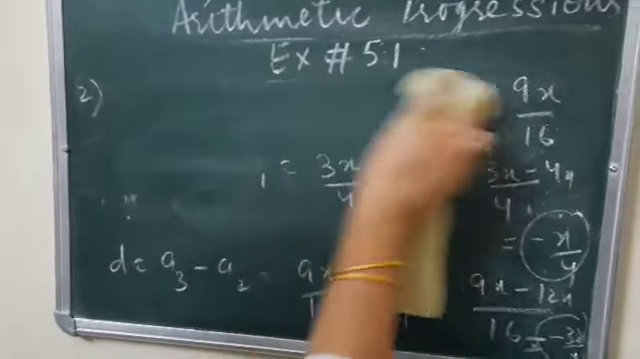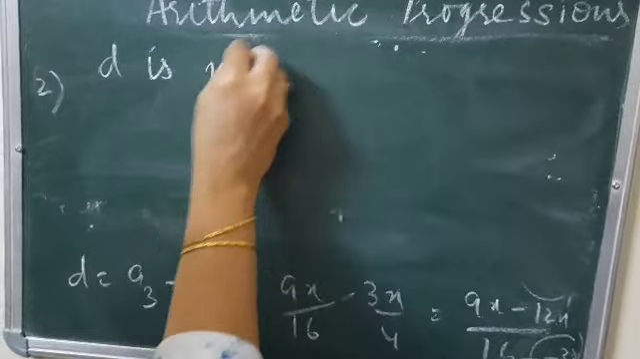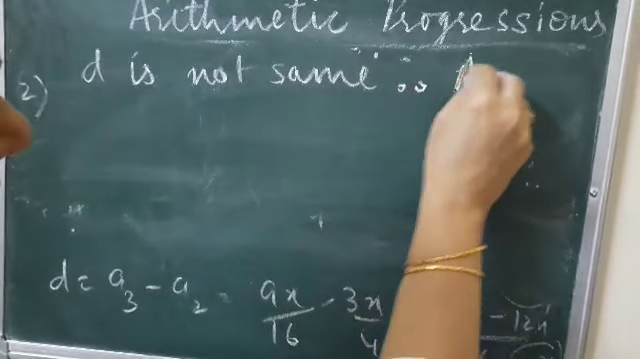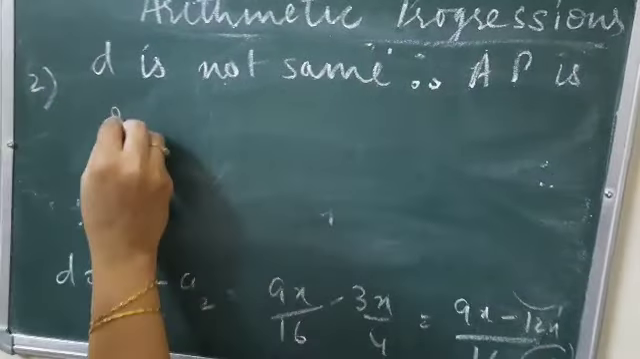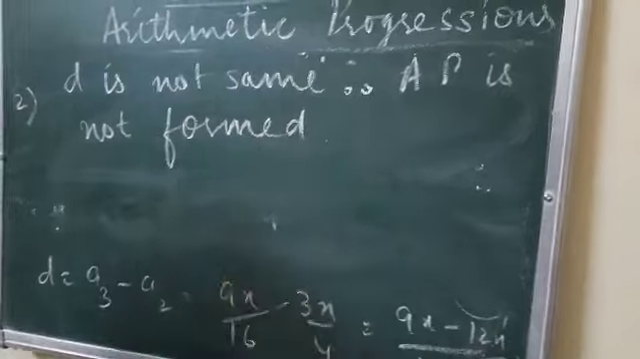D is not same. So, AP is not formed. Therefore, AP is not formed. So, this was your second part of first question.